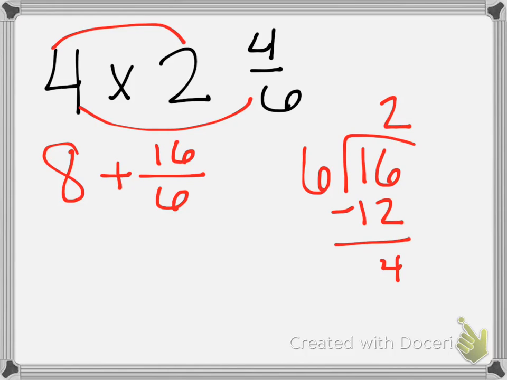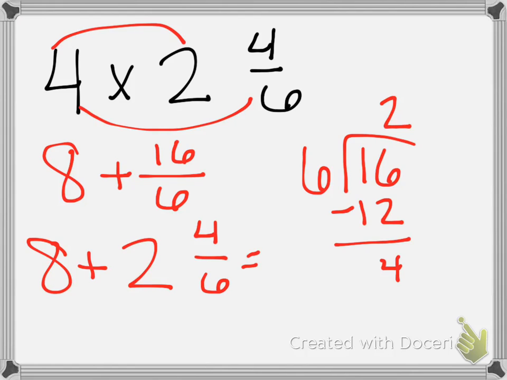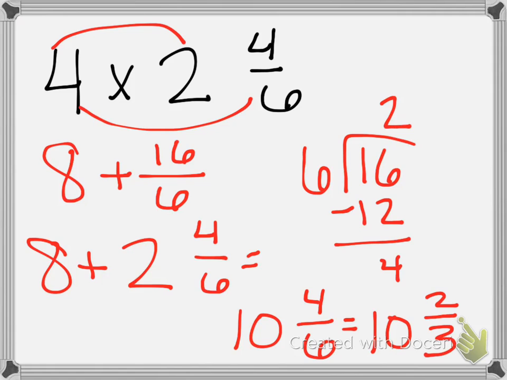So that gives me 8 plus 2 and 4/6, which should equal 10 and 4/6. The students could notice that they could simplify, and so this would be 10 and 2 thirds. Again, I would accept either answer.